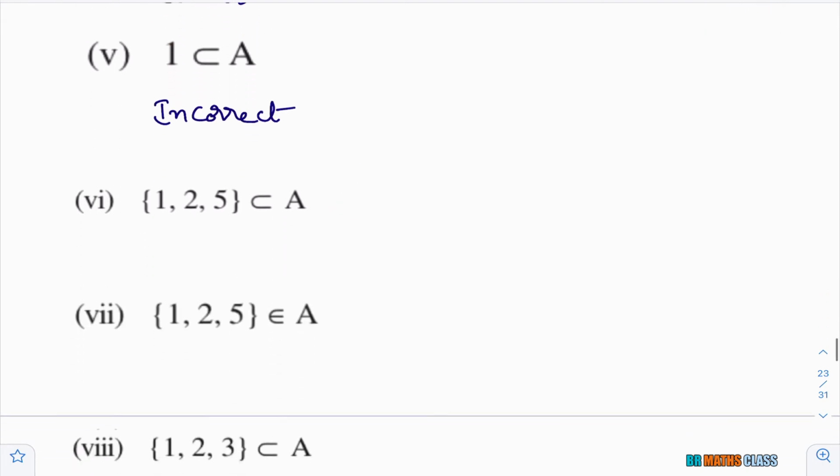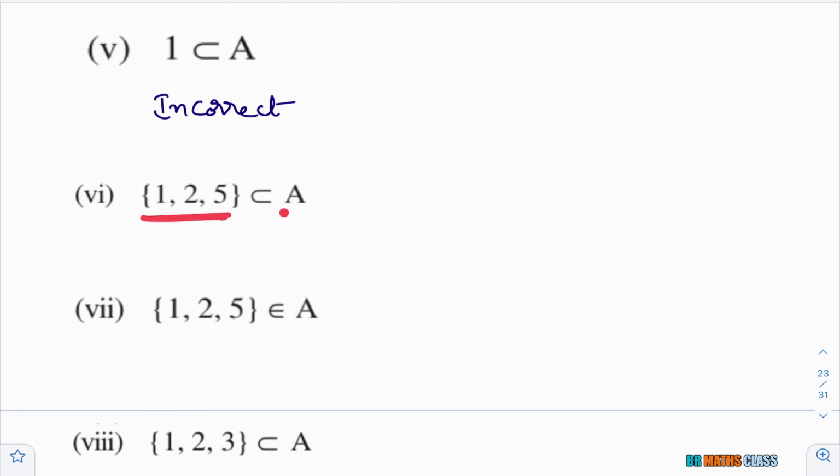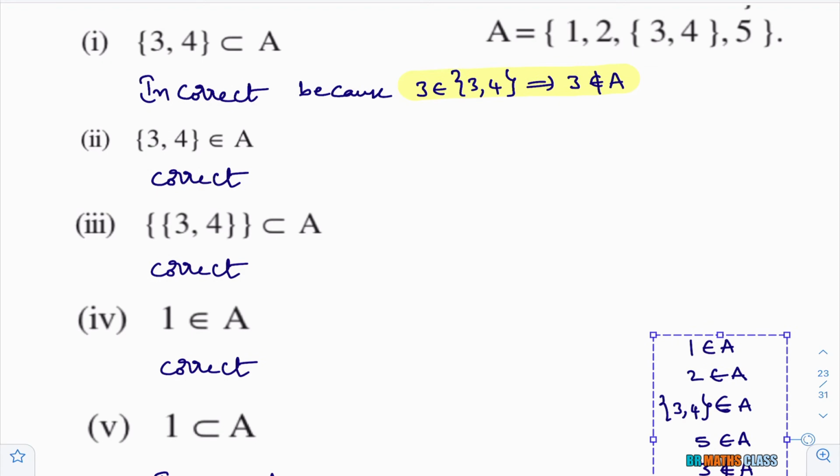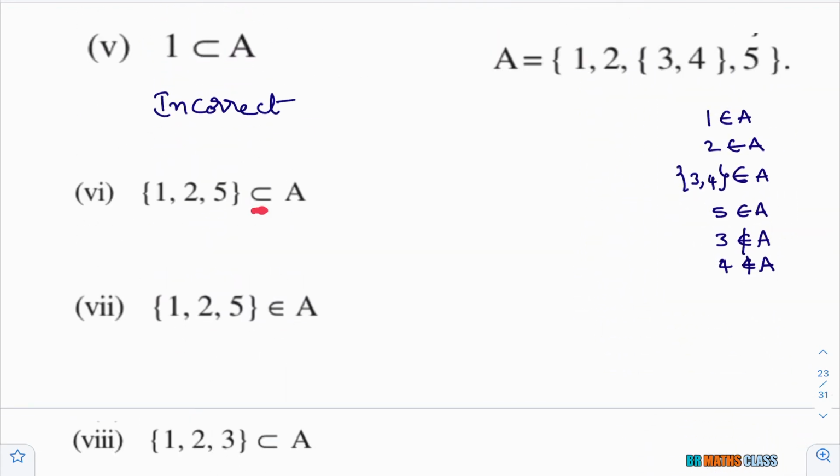Okay. Now, see this bit, the set 1, 2, 5 subset of A. First, I'll bring this data, what is present in set A, what is not present in set A, so that we can easily discuss. Here, subset symbol is there between two sets. Now the point is, 1 is present in A, yes. 2 is present in A, yes. 5 is present in set A, yes. All the elements present in this set are present in A or not? Yes, 1 is present in A, 2 is present in A, 5 is present in A. All the elements present in this set are present in A. So what I can say? I can say that this statement is correct. Right? Subset is the suitable symbol here.